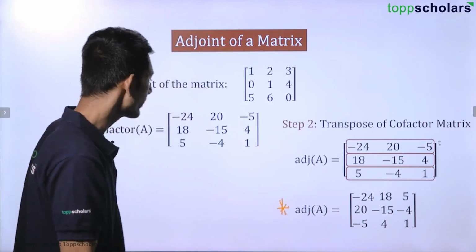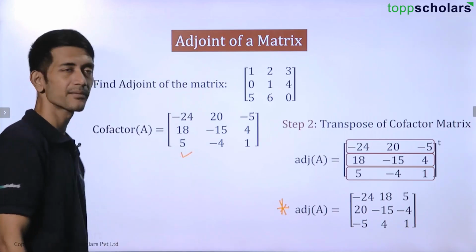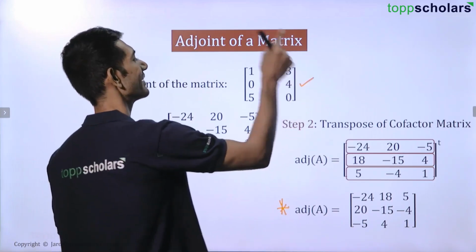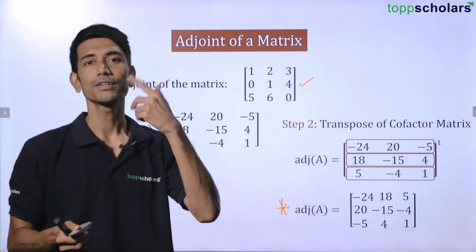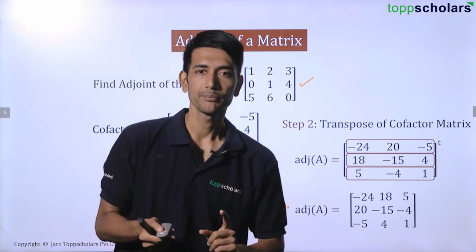This is your adjoint matrix. I hope this part is clear. And this is your cofactor matrix. And this is your original matrix. So in this way, you find the adjoint matrix by taking the transpose of the cofactor matrix. I hope this part is clear.